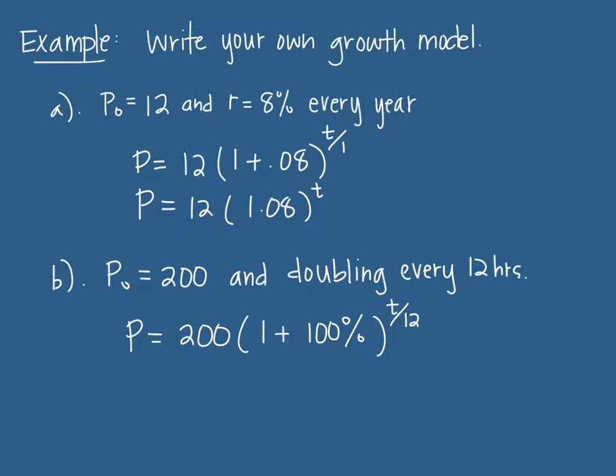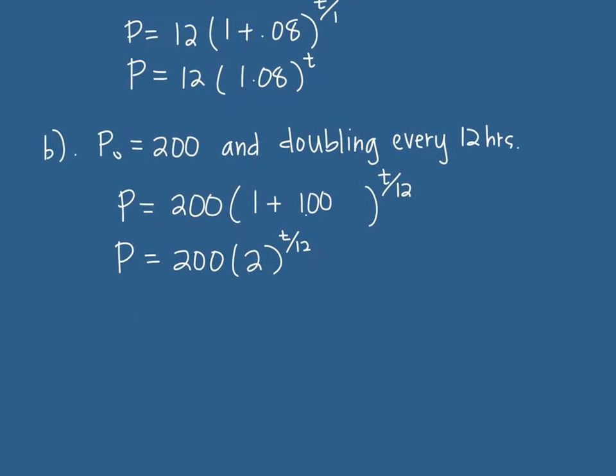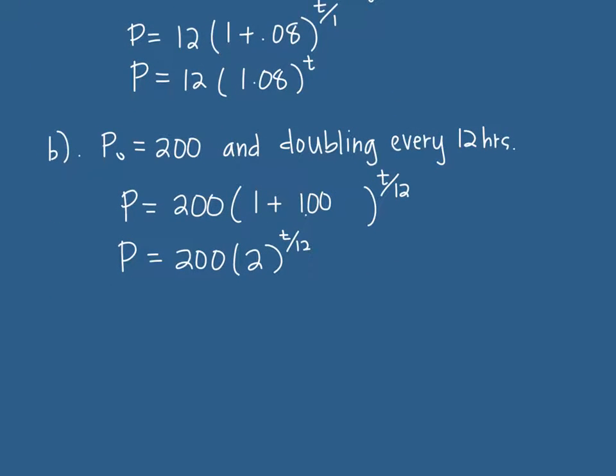Now 100%, we want to put that into decimal. So if we take off the percentage, where do we put the decimal point for 100%? Where will that decimal go? After the 1, right. 100% is 1.00. And so this will end up to be 200 times 1 plus 1, which is 2, t over 12. And that's the frequency, the cycle that it's happening.